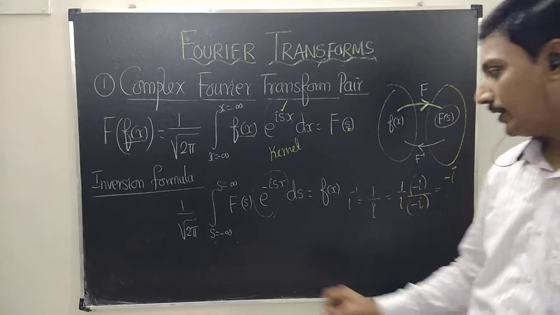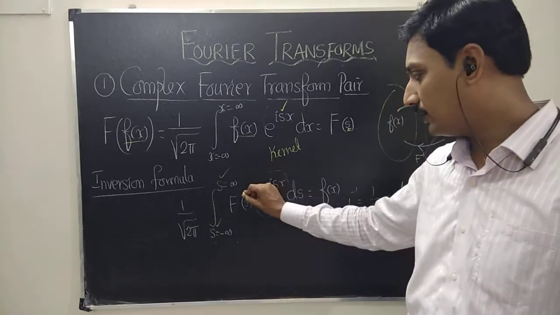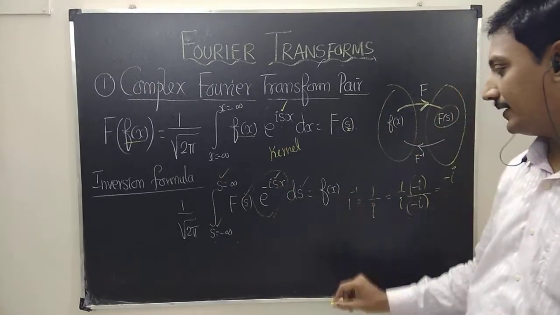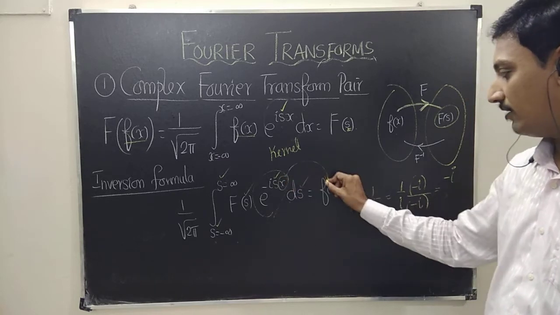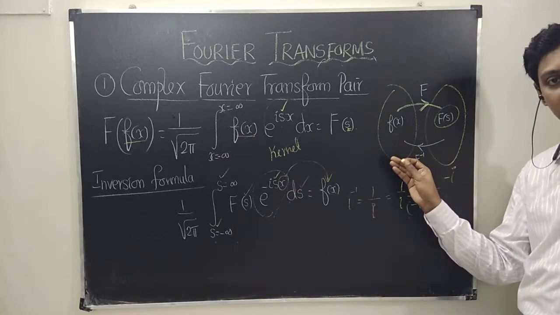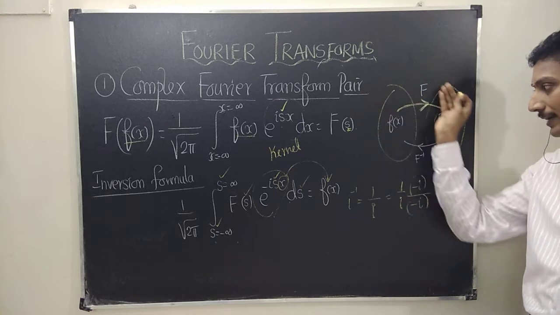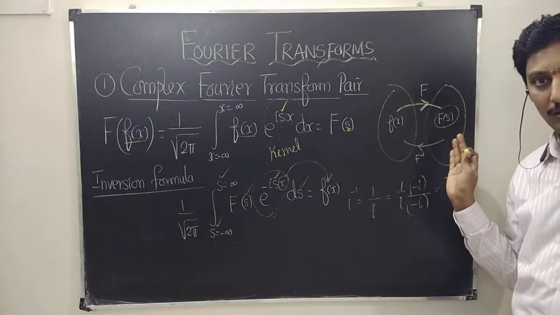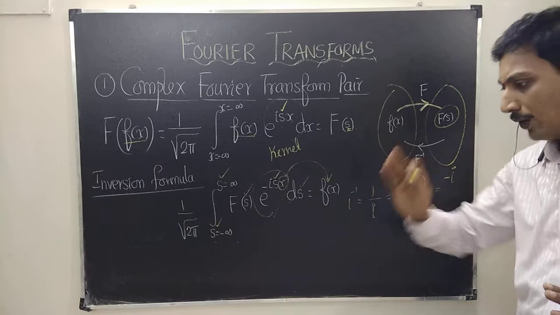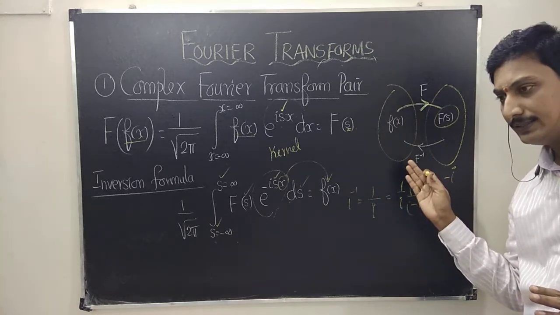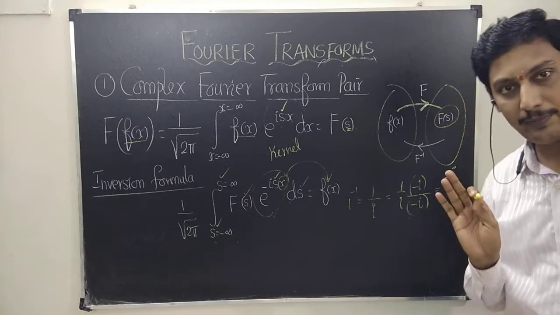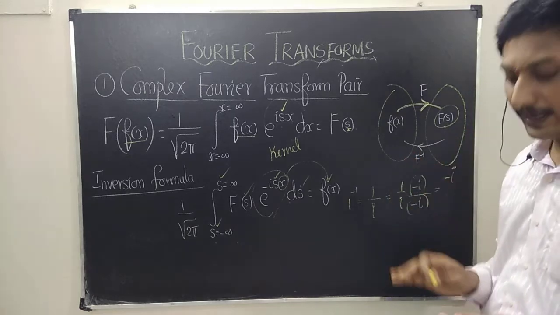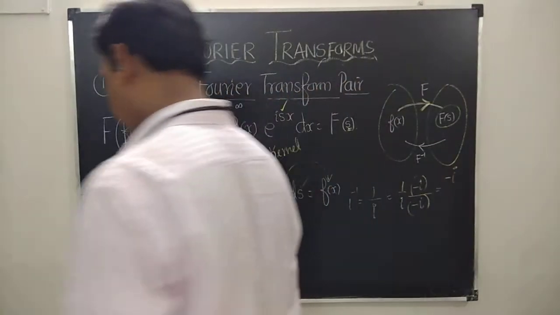Now this time we are going to integrate with respect to s. So that's why the output is f of x. This is called the inversion formula. Once the Fourier transform exists, then the inverse is possible. In the same way, once the differentiation exists, then only the integration is possible. The same category. So this is the first formula under the complex Fourier transform.